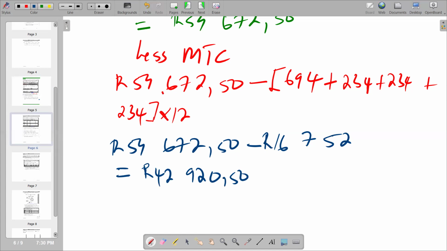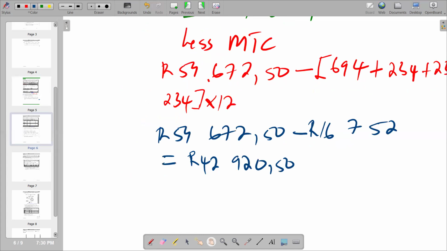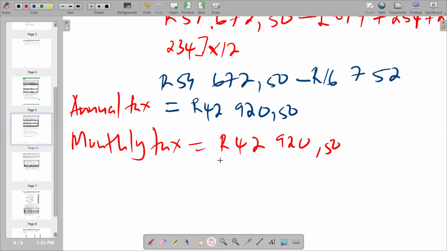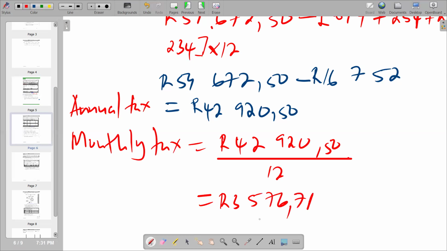So this becomes the annual tax. To get the monthly tax, it's only 42,920 rand 50 cents, and you divide by 12. If you divide by 12, obviously your answer is 3,576 rand 71 cents. So basically, this becomes your final answer as the monthly tax.